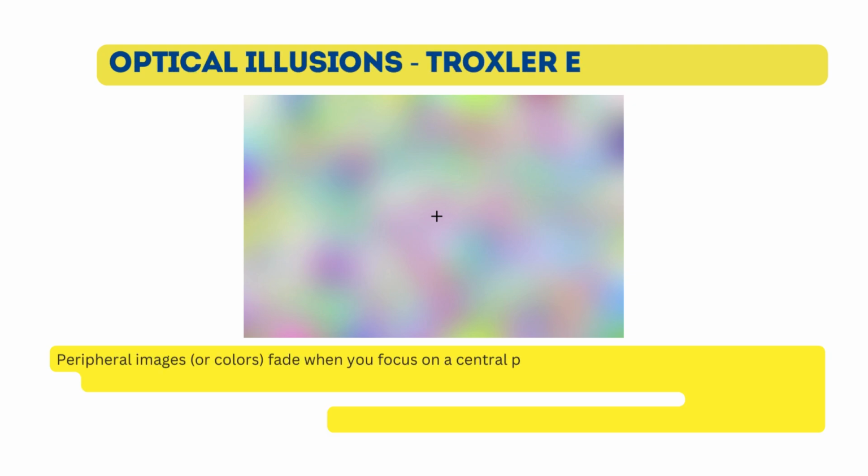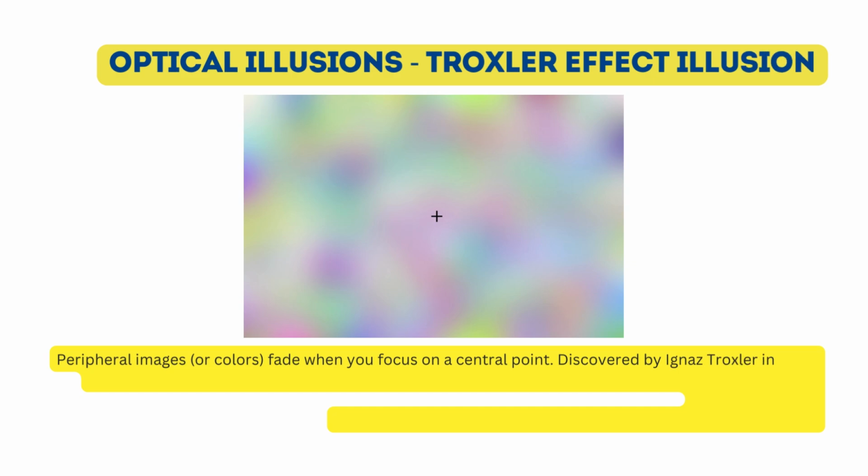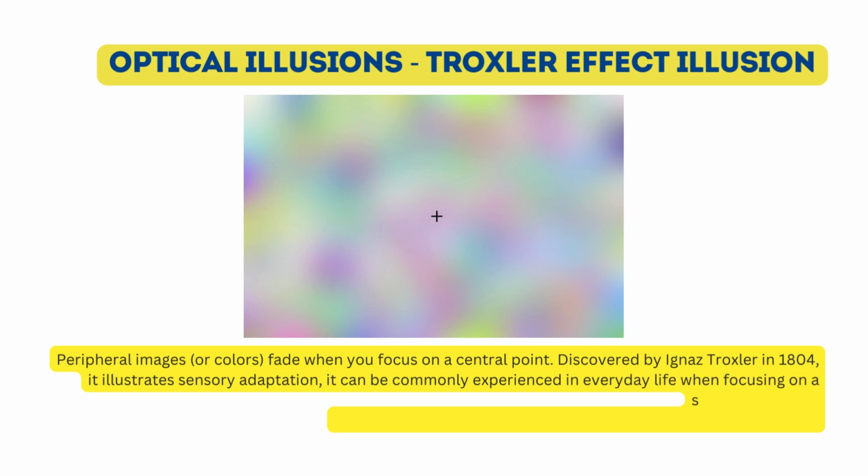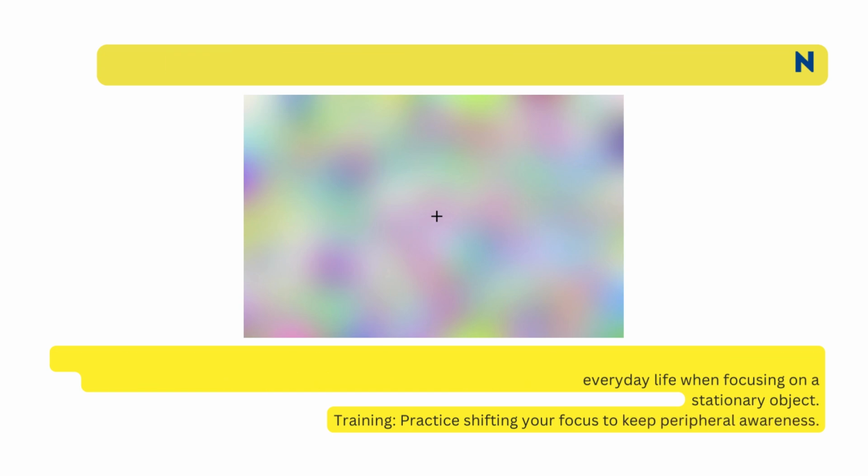Troxler effect. Peripheral images fade when you focus on a central point. Discovered by Ignaz Troxler in 1804, it illustrates sensory adaptation. It can be commonly experienced in everyday life when focusing on a stationary object. Training: practice shifting your focus to keep peripheral awareness.